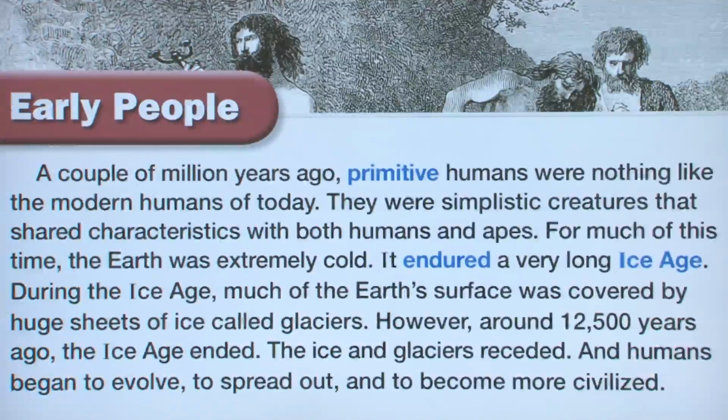Let's read. Early people. A couple of million years ago, primitive humans were nothing like the modern humans of today. They were simplistic creatures that shared characteristics with both humans and apes. For much of this time, the earth was extremely cold. It endured a very long ice age. During the ice age, much of the earth's surface was covered by huge sheets of ice called glaciers.